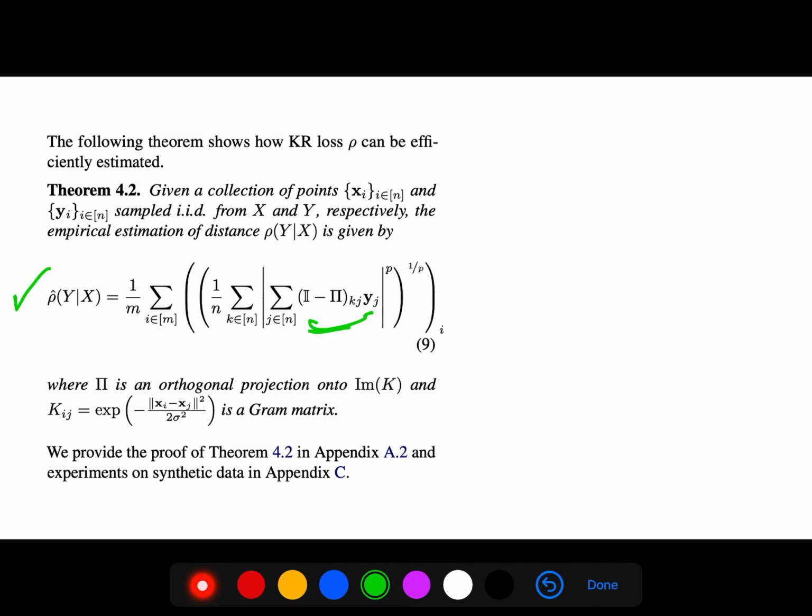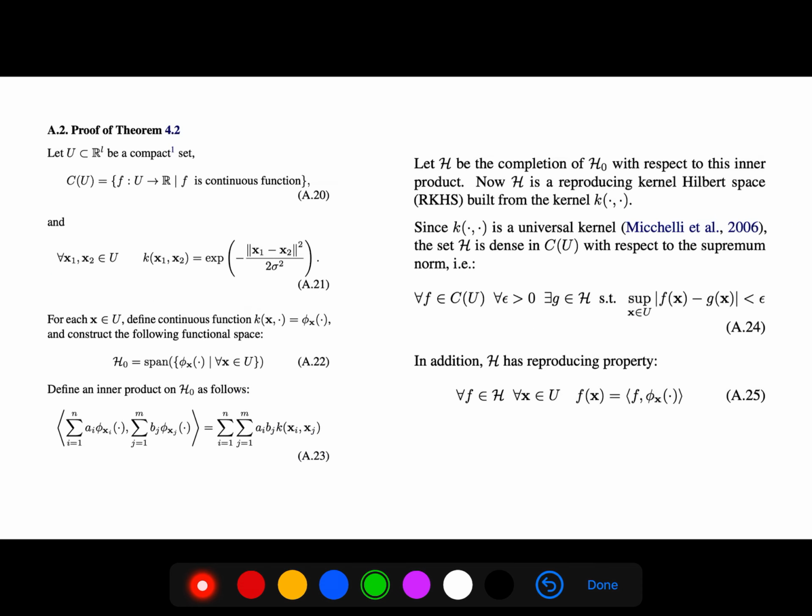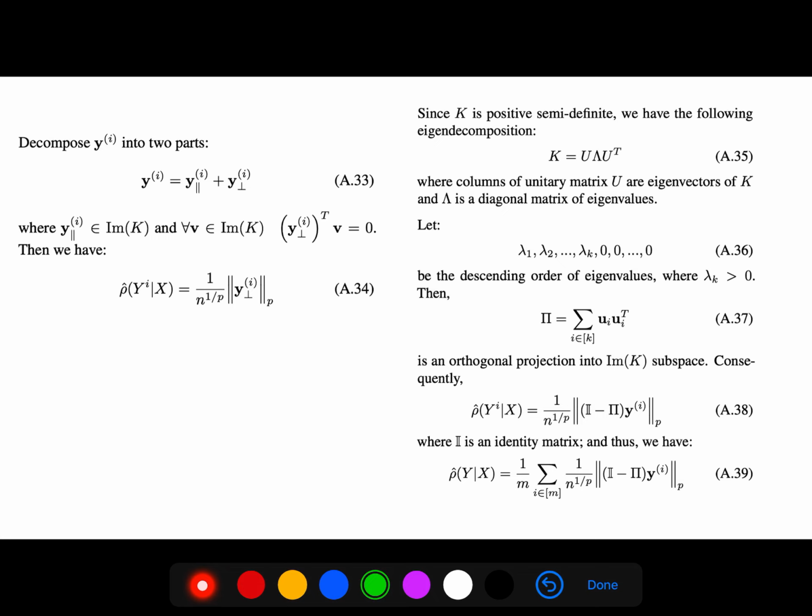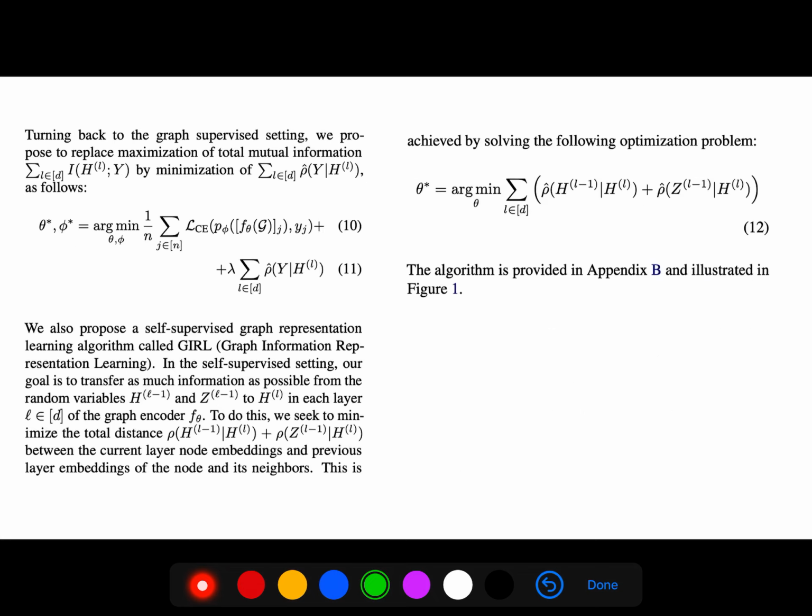And K here, with X, is a Gram matrix. So this pi is just a projection into the image of K, because K is a Gram matrix. This is just a proof, but we can use it here. So now we can turn back to the supervised graph setting. We propose to replace the maximization of total mutual information by minimization. So this problem is very hard. As I said, we are trying to find a simple way to handle it. So this one is much simpler.